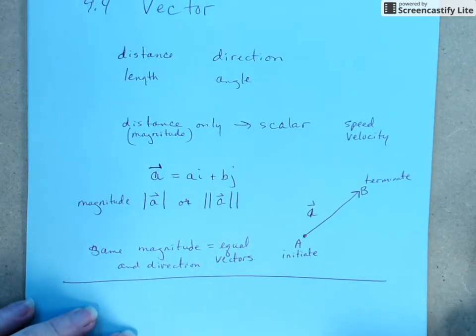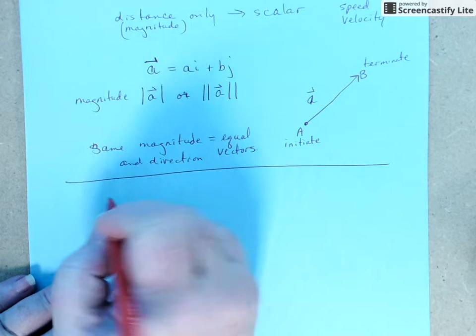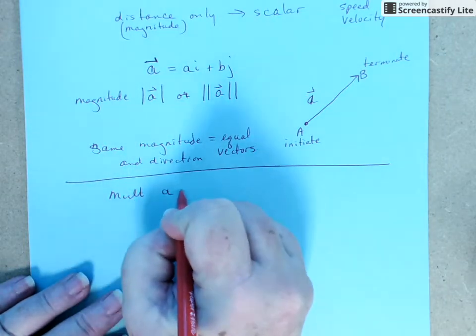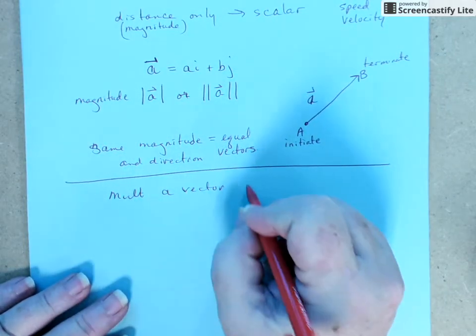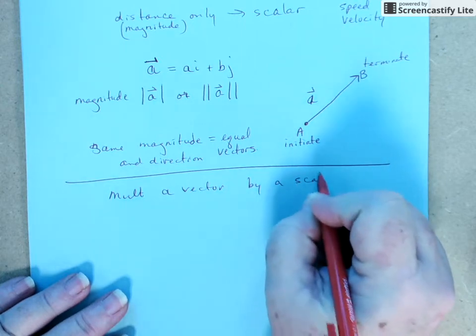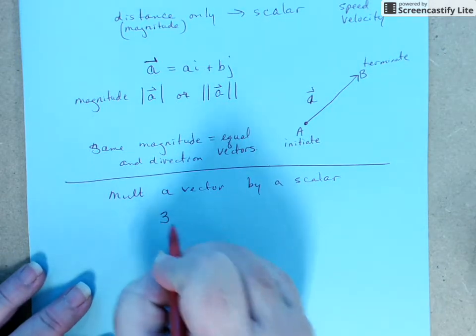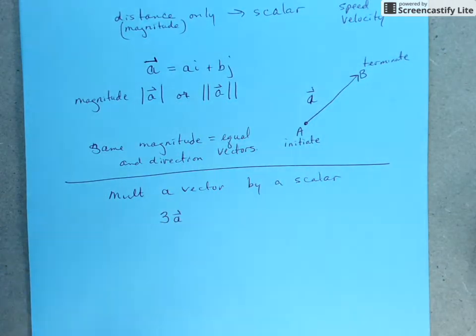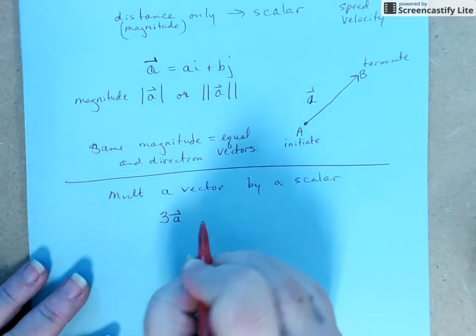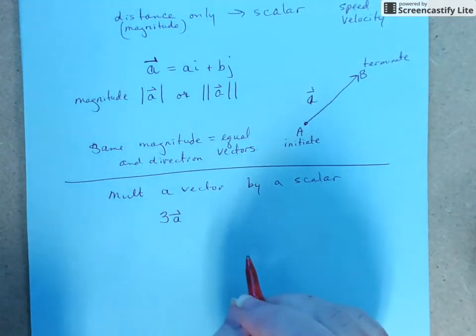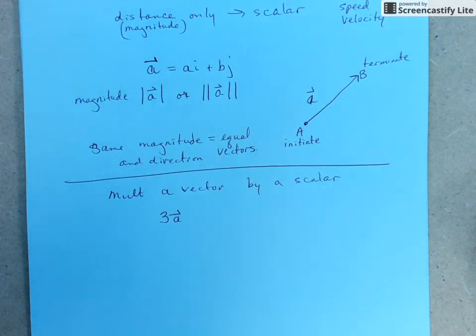Okay, so when we multiply a vector by a scalar, remember scalar was just a distance, right? It's a distance without specific direction. If we take a scalar and multiply that times a vector, like 3 times vector A, 3 times vector A is said to be 3 single vector A's lined up in a row.